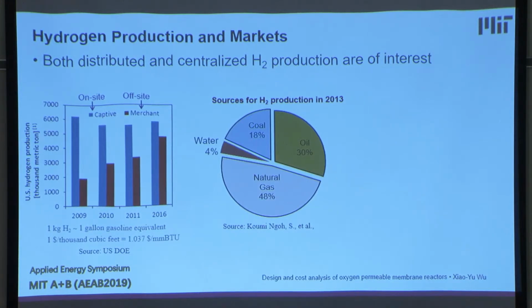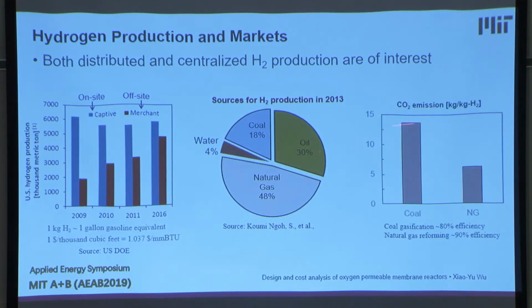But if you look at the hydrogen production these days, you can see that almost all of the hydrogen is from hydrocarbon. Only 4% is from water. That means if we use natural gas, oil, coal combustion, or coal gasification to produce this hydrogen, this type of hydrogen is no longer clean because it emits a lot of CO2.